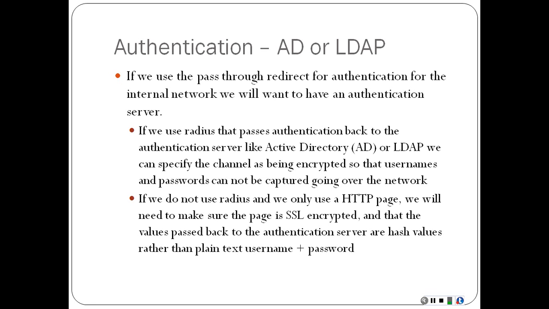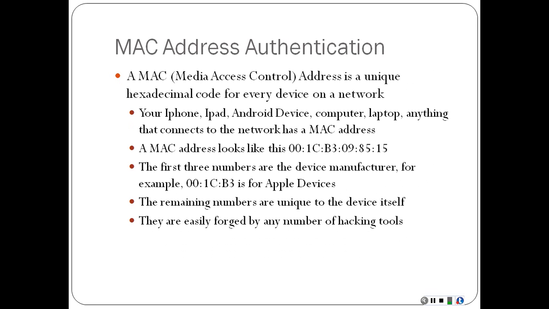So we either want to send back a hash value, which is basically a mathematical construct of that username and password, or we want to use Radius. Radius will just make life tons easier. Now, a MAC address is immediate access control. It's an address that's unique to every single device on the network. If you have an Android phone, it has its own MAC address. My iPhone has its own MAC address. A MAC address is basically a number. It's a hexadecimal value for a device.